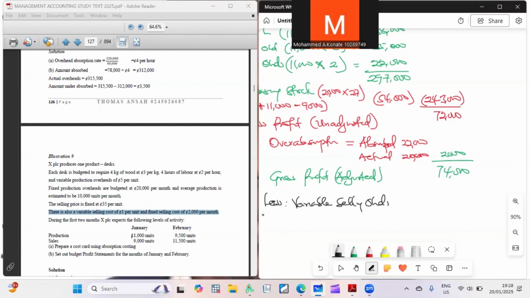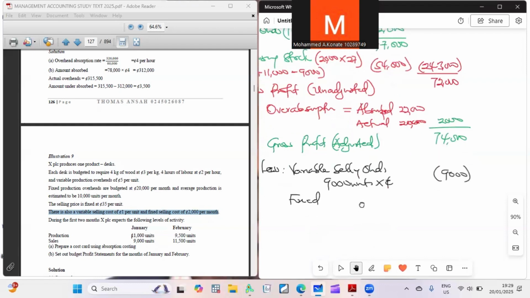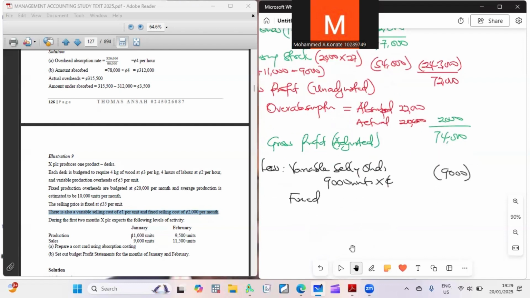And the variable selling overheads, what we did is that we sold 9,000 units, and the variable selling is priced at 1 cedi. And so here we just have minus 9,000. And the fixed one, fixed selling. That one too, the fixed selling is 2,000. You see, it is not variable, so you cannot multiply it by the sales quantity. It is fixed, so we take the figure as it is. And as we have here, it is 2,000 in the question per month. So you just do 2,000 per month.